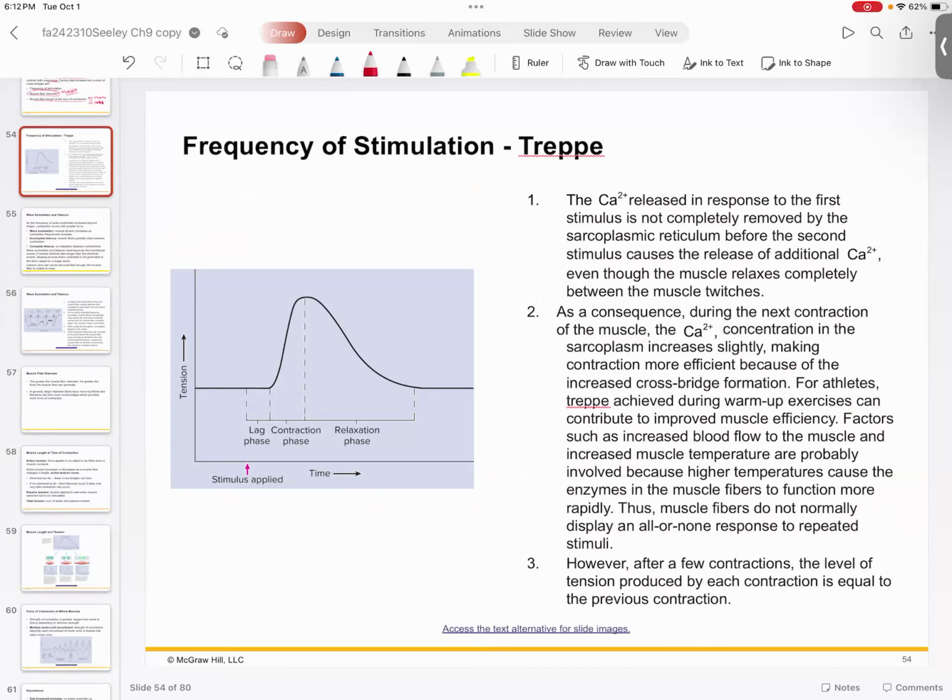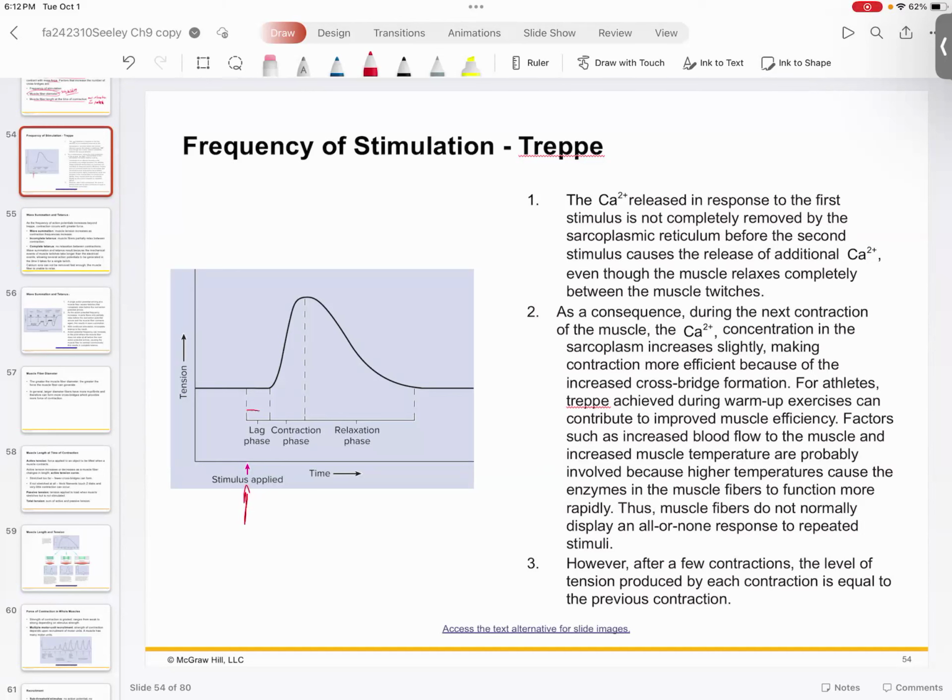Okay, so let's go ahead and take a look at frequency of stimulation. The frequency of stimulation can come along differently, right? For instance, here we have our normal twitch curve, our tension curve. Our stimulus is applied, right? That's our depolarization, that whole thing going on right there.